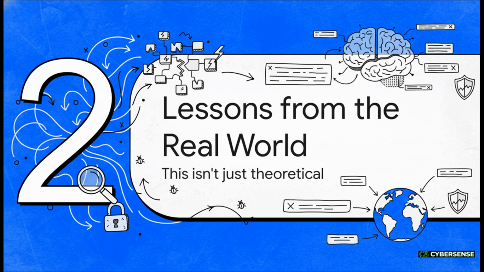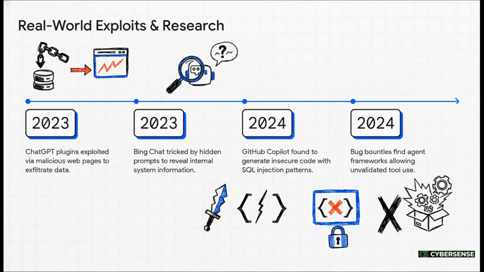Now, you might be sitting there thinking, okay, these are kind of scary, but they're just made-up examples, right? Nope. Not at all. These exact kinds of vulnerabilities have been found and exploited in major real-world apps by security researchers and bug bounty hunters. This is happening right now. I mean, just look at the timeline.